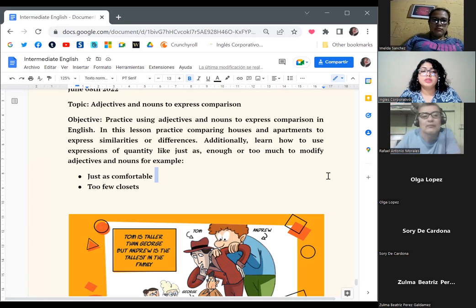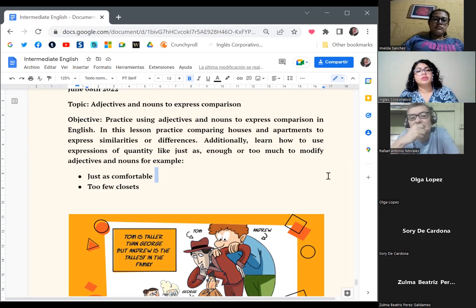It says that we need to practice using adjectives and nouns to express comparison in English. In this lesson, practice comparing houses and apartments to express similarities or differences. Additionally, we are going to learn how to use expressions of quantity like just as, enough, or too much to modify adjectives and nouns. And we have two examples, just as comfortable, and too few clothes.